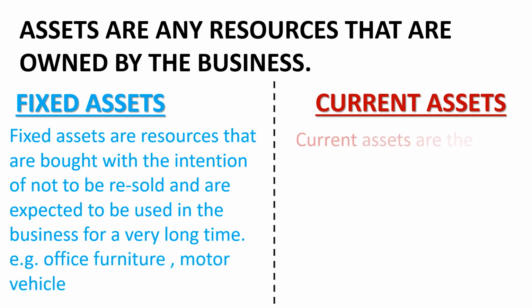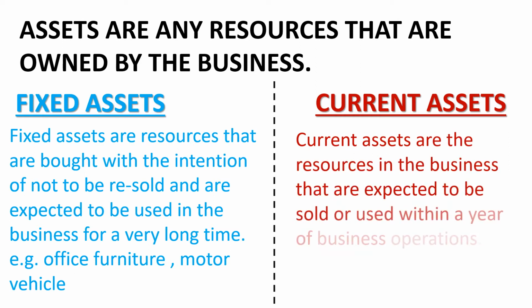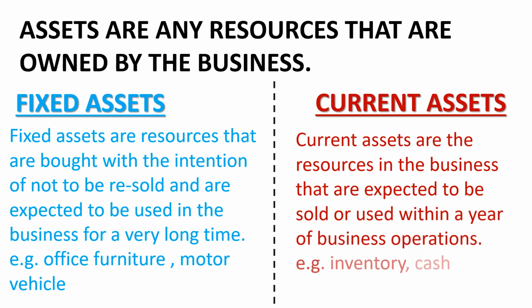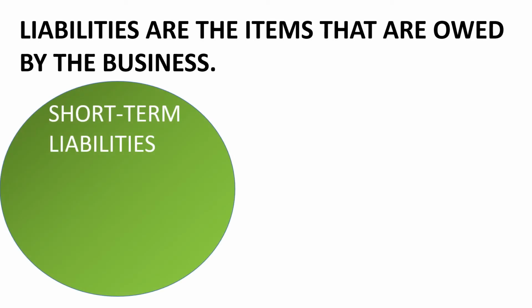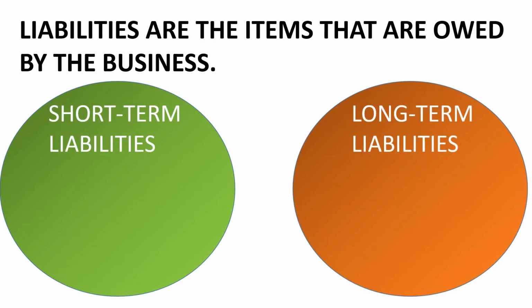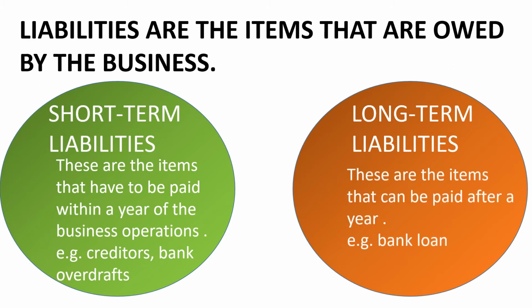Current assets are the resources in the business that are expected to be sold or used within a year of business operations, and examples are inventory and cash. Liabilities are the items that are owed by the business. There are two types of liabilities: short-term liabilities and long-term liabilities. Short-term liabilities are the items that have to be paid within a year of the business operations, and examples are creditors and bank overdrafts. Long-term liabilities are the items that can be paid after a year, and an example is a bank loan.